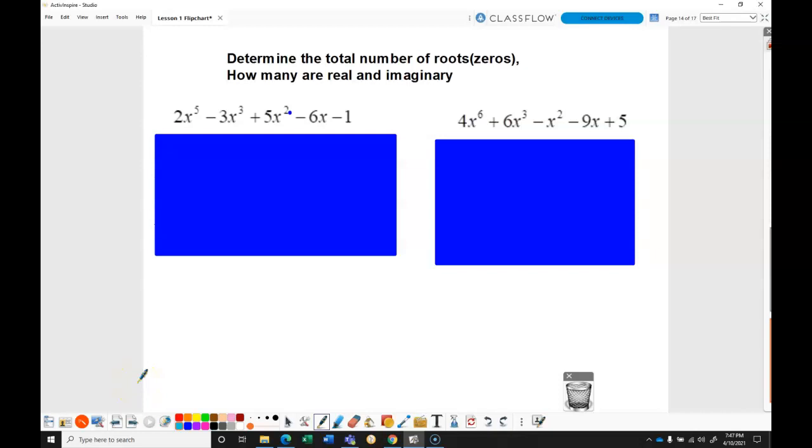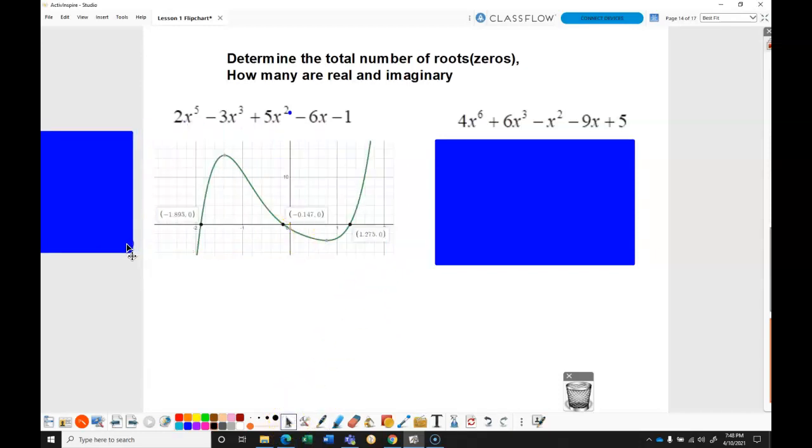So we needed to determine the total number of zeros and how many are real and how many are imaginary. Now what I chose to do with this one was graph these because I couldn't even imagine factoring something to the 5th degree, and the second one is to the 6th degree. So I went ahead and graphed it, and then we're going to interpret what the graph tells us about the zeros. So here is my graph.